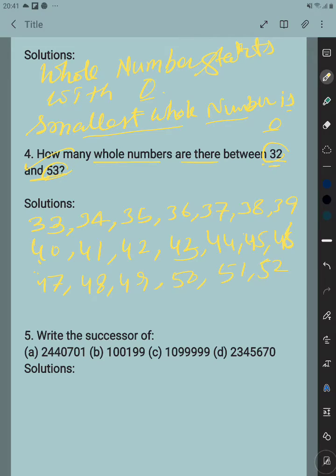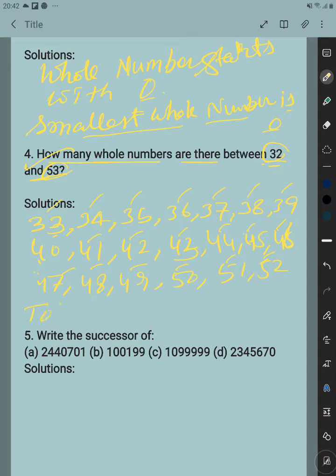So these are the whole numbers that come between 32 and 53. Now they are asking how many, which means it is asking for the count. So we'll count it: 1, 2, 3, 4, 5, 6, 7, 8, 9, 10, 11, 12, 13, 14, 15, 16, 17, 18, 19, and 20. Okay, so how many numbers?